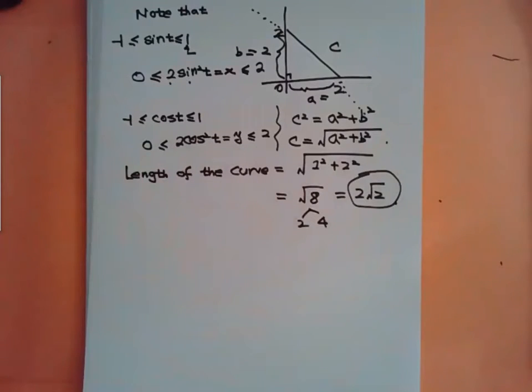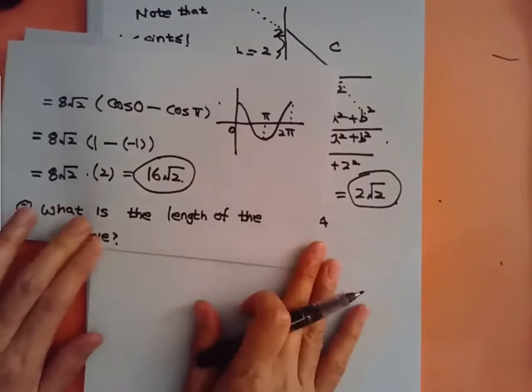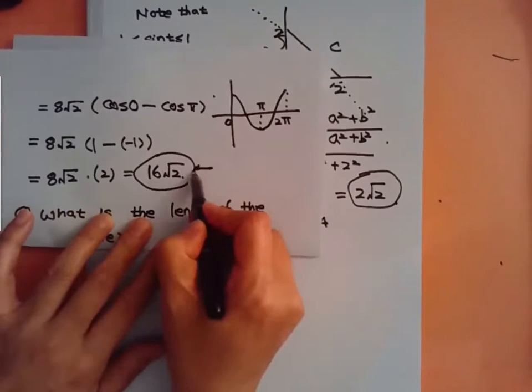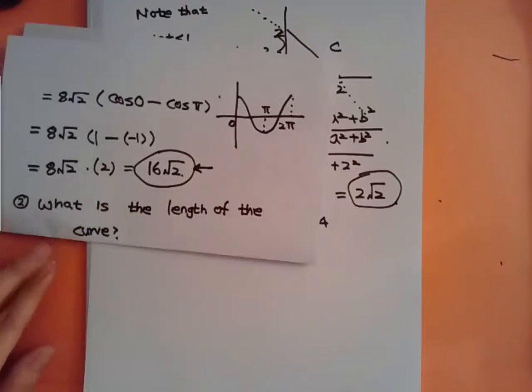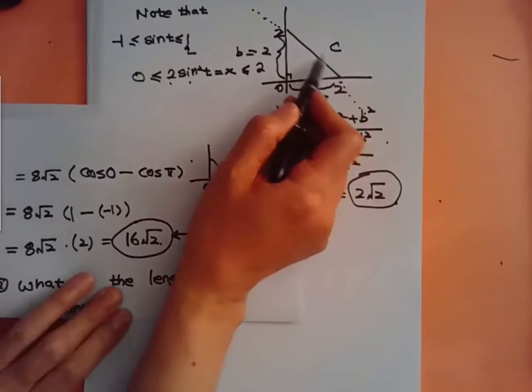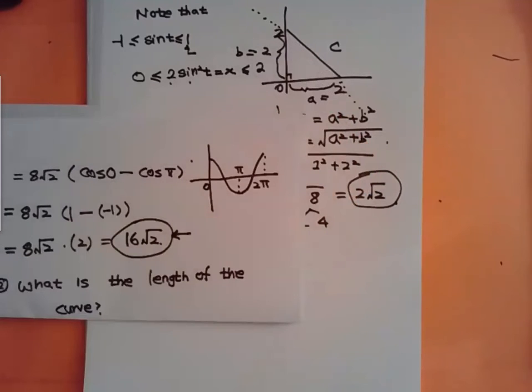And the distance the particle traveled was 16 square root of 2. So it was going back and forth 4 times, right?